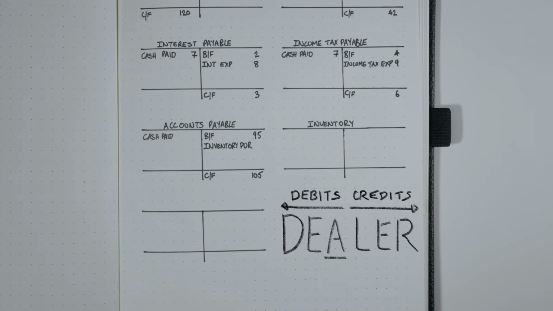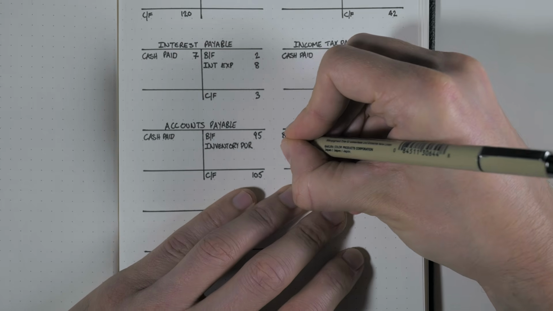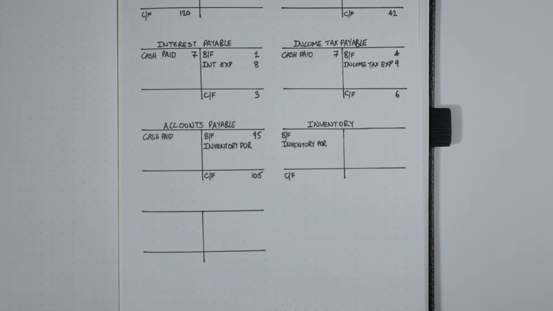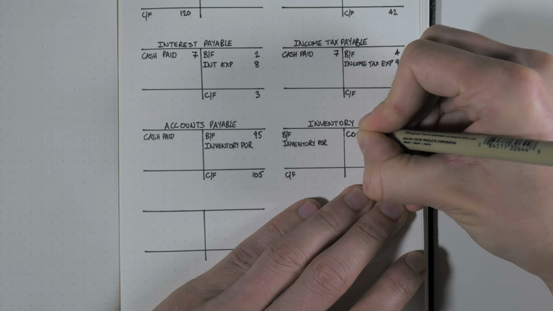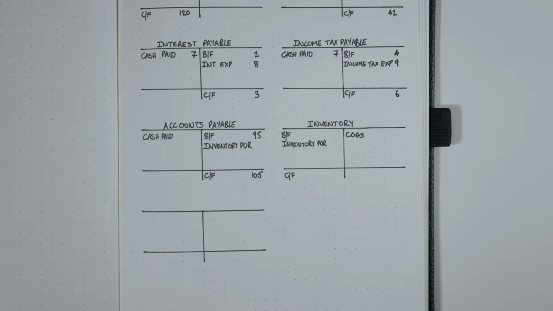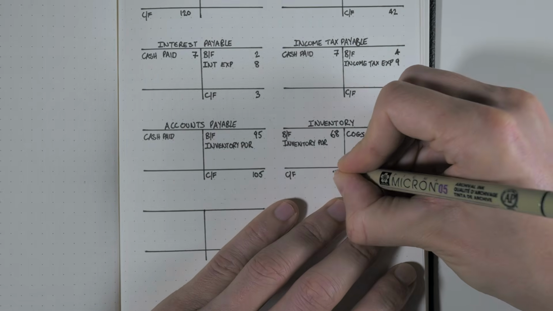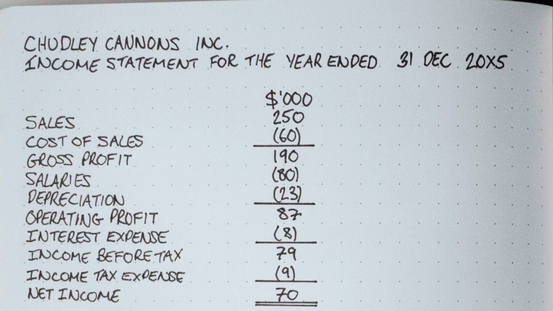Inventory is a form of asset, which makes it a normal debit account. So the opening balance, inventory purchases, and the closing balance go on the debit side. On the credit side, we have cost of goods sold. We can easily find the opening and closing balances by referring to the prior and current year balance sheet. Here we have an opening balance of 68 and a closing balance of 94, which we will write down in our T account. And we can find cost of goods sold in the income statement, which in this case is 60.